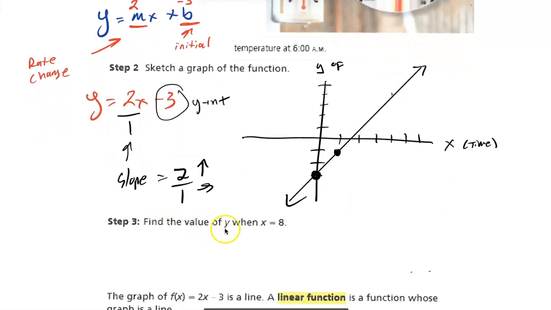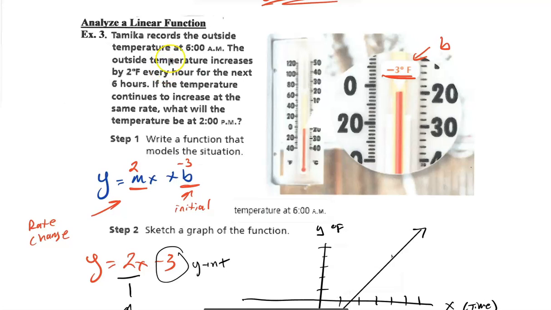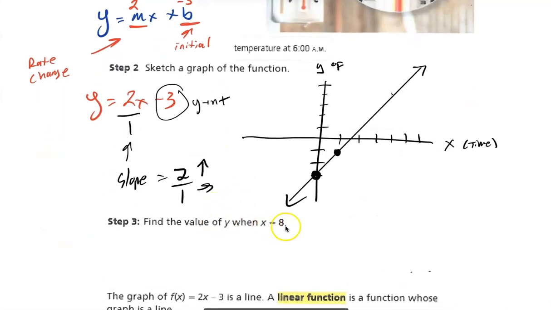Next question. Find the value of y when x equals 8. So why are we doing this? First of all, why are we at 8? Because remember what they wanted. We started at 6 a.m. They want to know what the temperature is at 2 p.m. From 6 a.m. to 2 p.m. is 8 hours. 6 a.m. to noon is 6, plus another 2. So that's where we're going to find out the value when x equals 8.